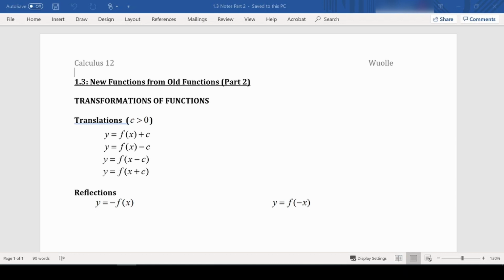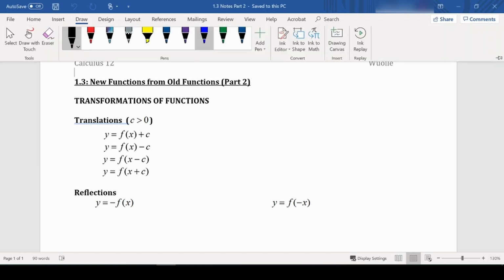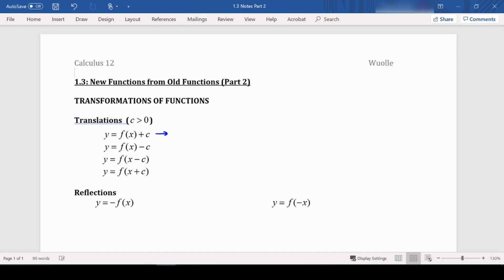So the first one is if you have some f of x plus c or f of x minus c, this is moving up, this is moving down. If you have f of x minus c in brackets, this was moving right. f of x plus c in brackets was moving left.